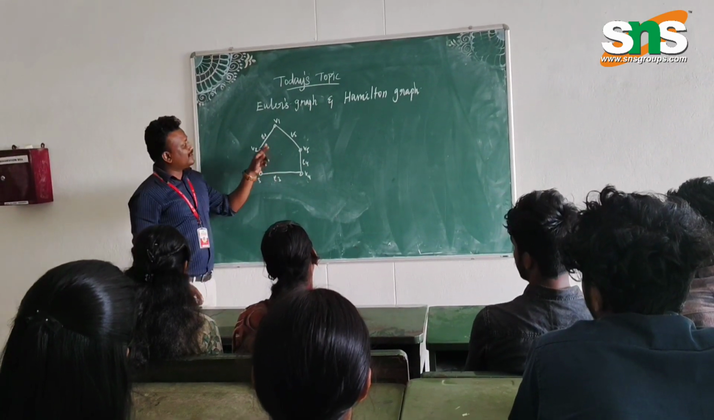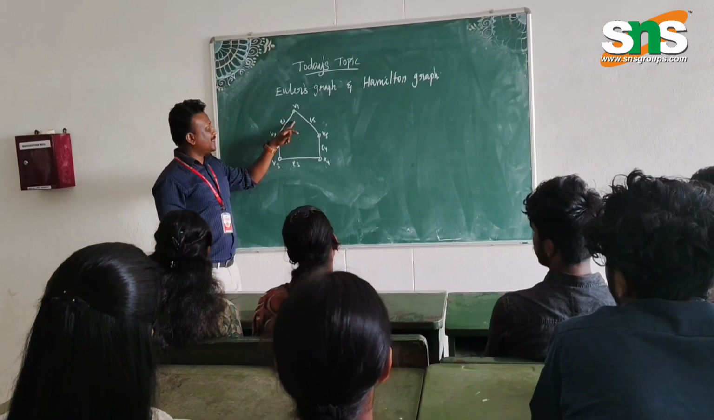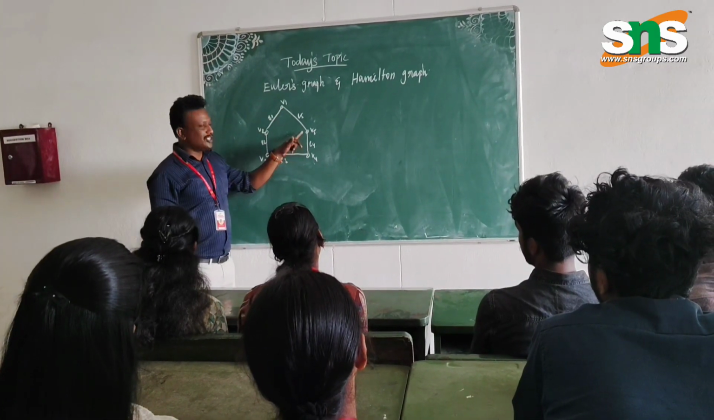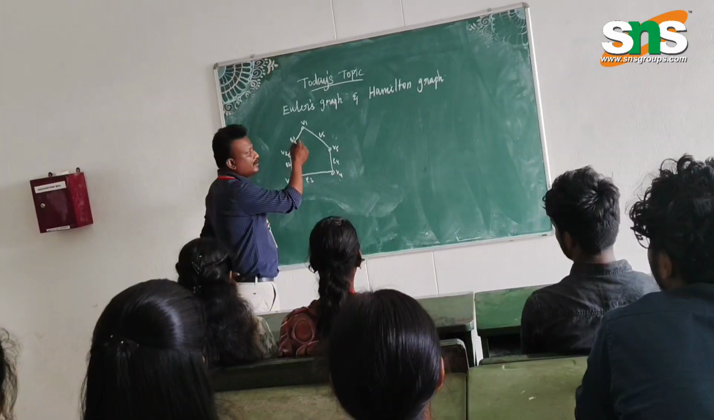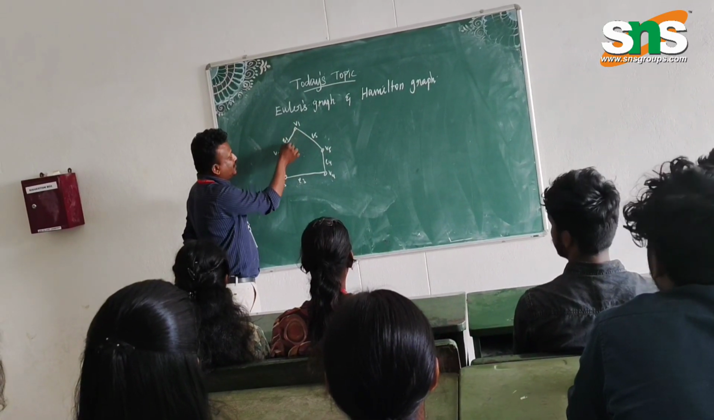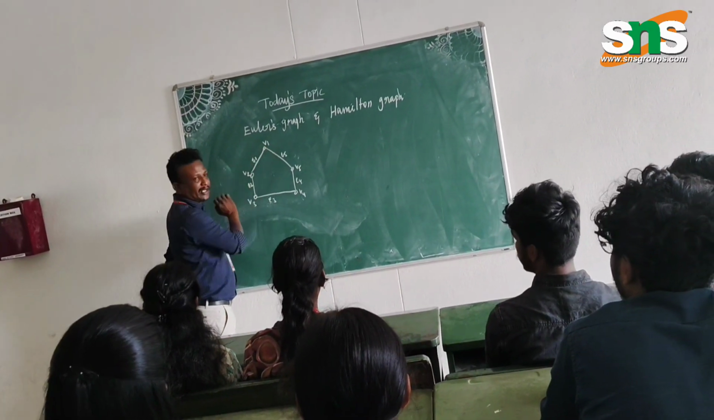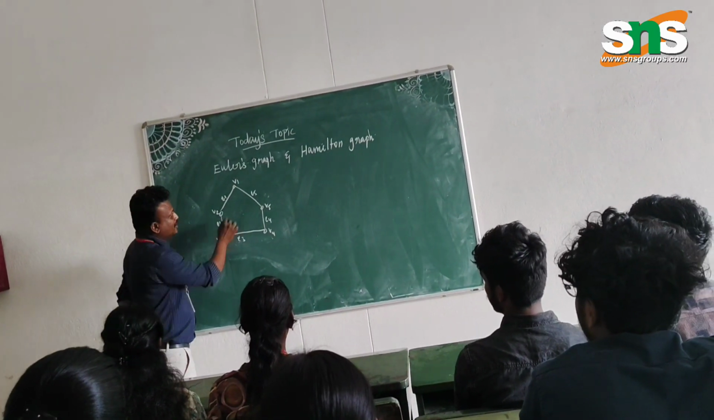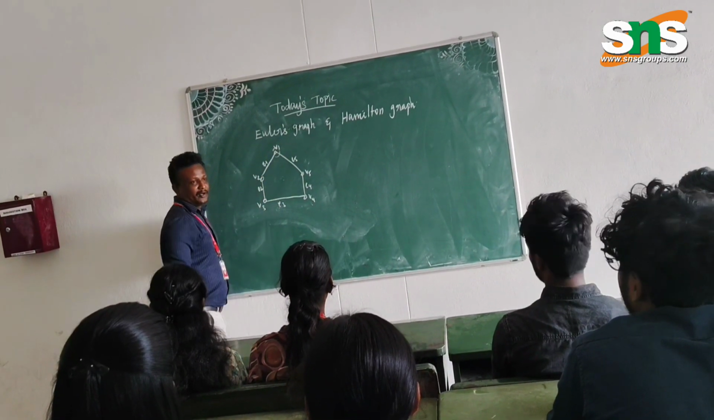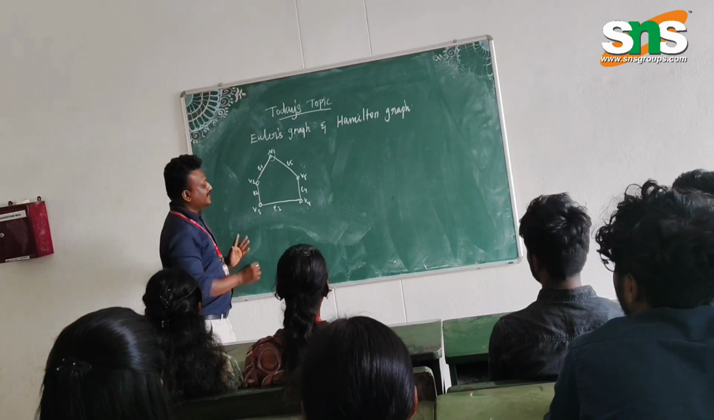Let me check whether this graph is following Euler's pattern or not. For Euler's pattern, you have to travel all the edges without repeating the edges. Now we are going to start from the starting point. We have to cover all the edges by walking, and at the end, we have to come back to our starting point. This is what we call Euler's theorem. So we can come to this starting point. This graph is exactly following Euler's pattern. This is called Euler's graph.